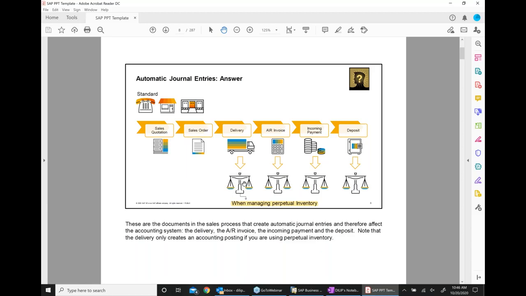So delivery, there is a journal entry. AR invoice, there is a journal entry. Incoming payment, there is a journal entry. Deposit, when we make a deposit with the bank, there is a journal entry.